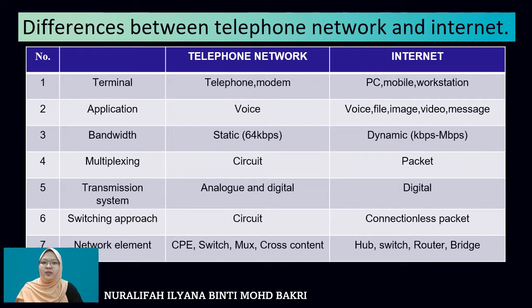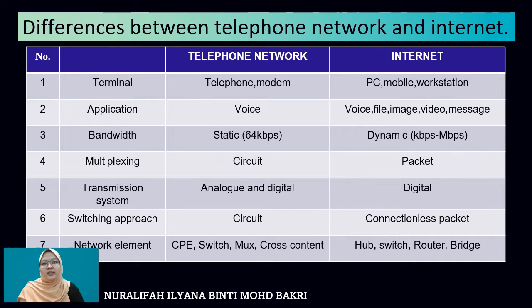Bandwidth usage remains fixed or static in telephone network, but it is flexible or dynamic in the internet based on the application. Telephone uses circuit multiplexing, while internet uses packet multiplexing. Telephone network uses analog as well as digital techniques to conduct audio calls, whereas the internet only relies on digital techniques.